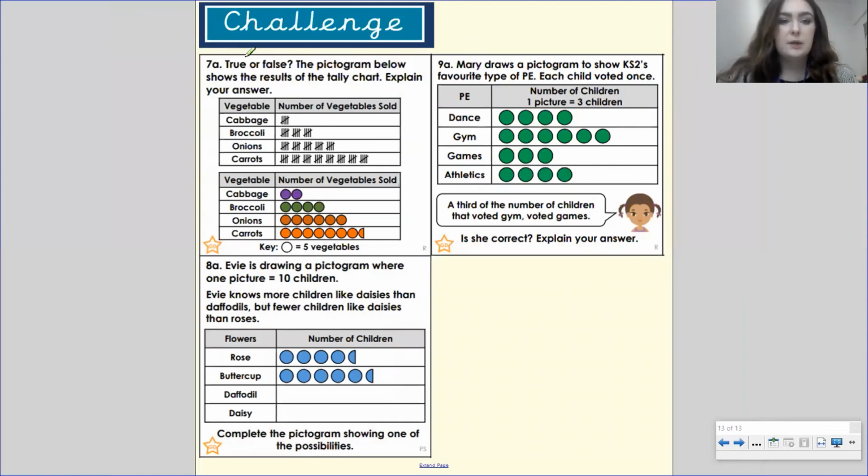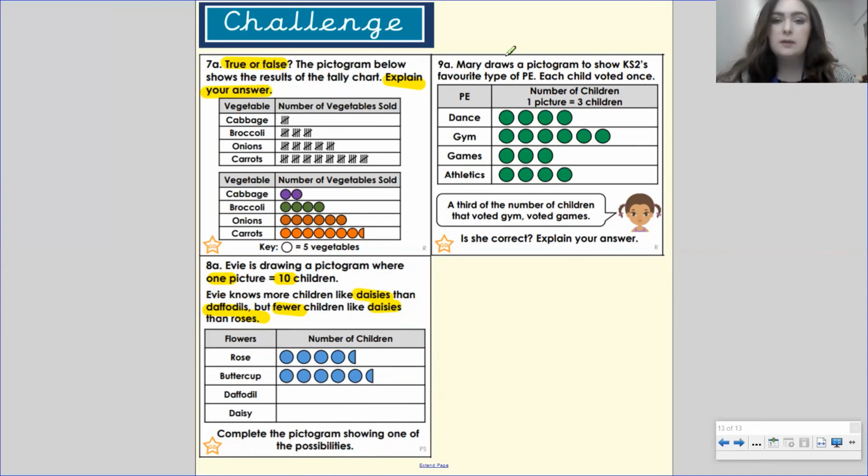Okay, and the challenge. So question 7, true or false? The pictogram below shows the results of the tally chart. Explain your answer. So you would say, yes, it does because, or no, it doesn't because. Question 8. Evie is drawing a pictogram where one picture represents 10 children. Evie knows more children like daisies than daffodils, but fewer children like daisies than roses. You need to complete the pictogram using this information here to help you.